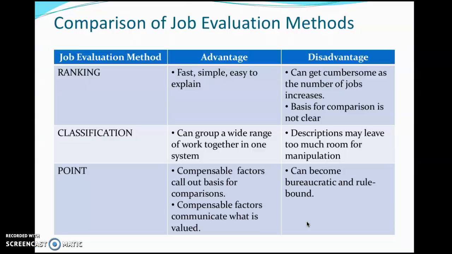So we've looked at a few. Let's kind of compare them all. So ranking, fast, simple, easy to use. But of course, the more jobs there are, the more cumbersome it gets. And we're still very subjective as to what we're comparing, right?